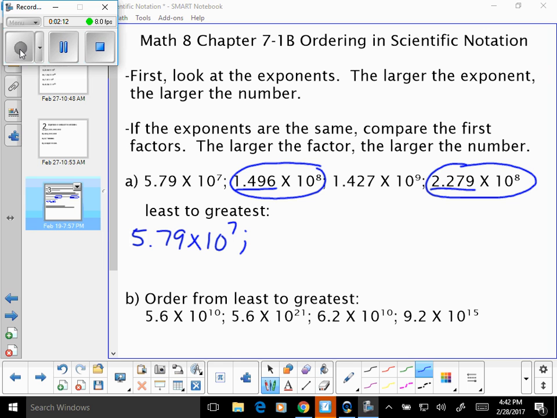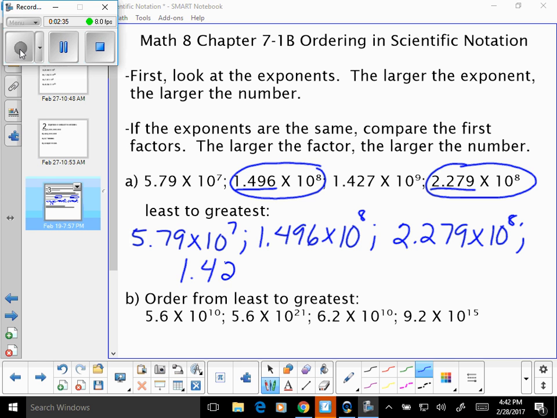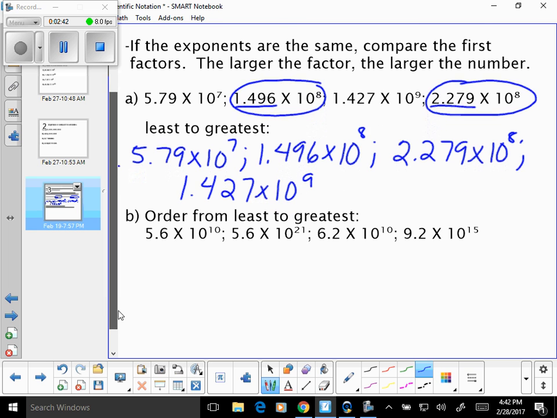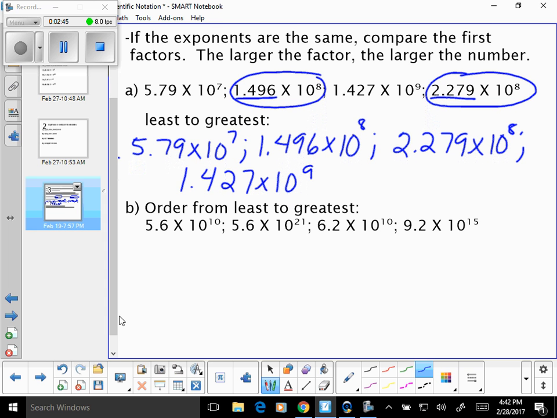2.279. Since 1.496 is less than 2.279, we will write that as our second number in our solution. And then we will write 2.279 times 10 to the 8th, and our last one is going to be our largest exponent of 1.427 times 10 to the 9th. At this point, please hit pause and do example B.